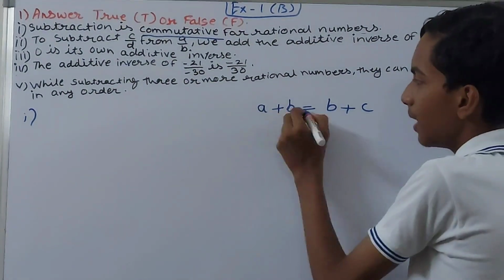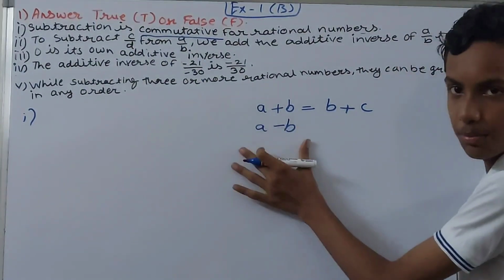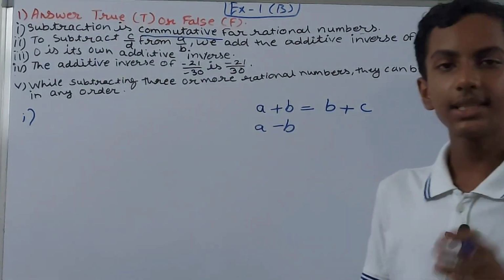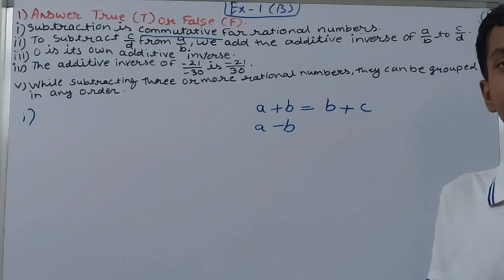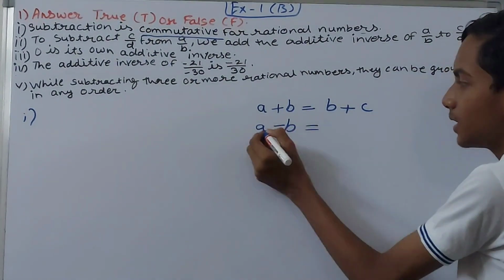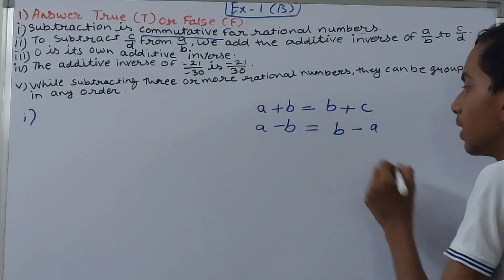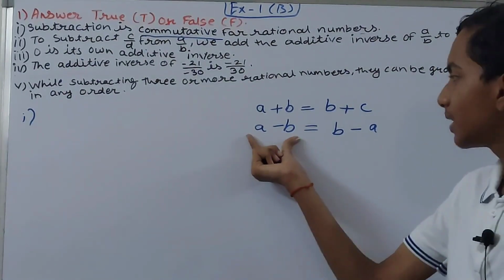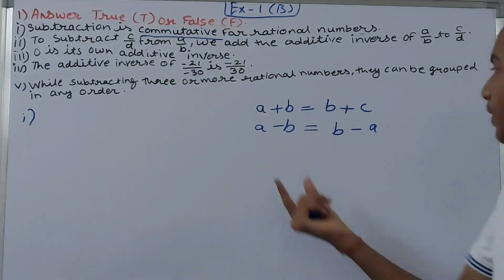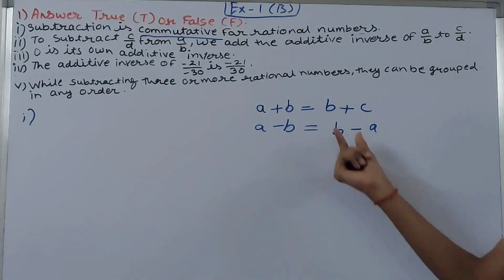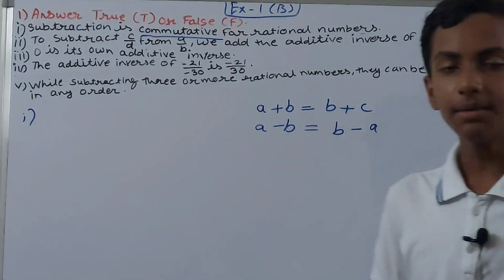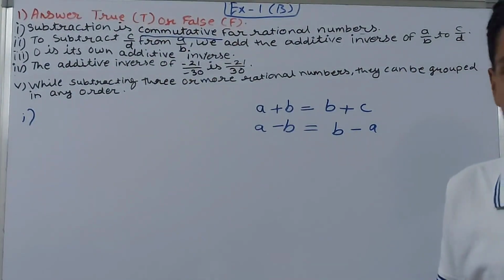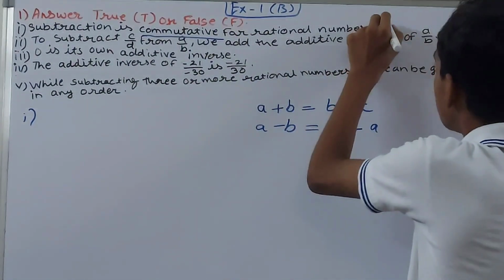See for yourself, if a, b are rational numbers, then a minus b, this is subtraction. Commutative means changing the order. Basically it means that the numbers can be added or subtracted in any order. So if I change a minus b to b minus a, will this be the same? No, the answer will change. If I have 5 minus 2, I'll get 3. If I reverse that, 2 minus 5, I will get minus 3. So our answer is not the same. That is why subtraction is not commutative for rational numbers. So this is false.